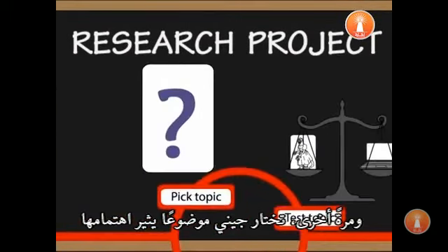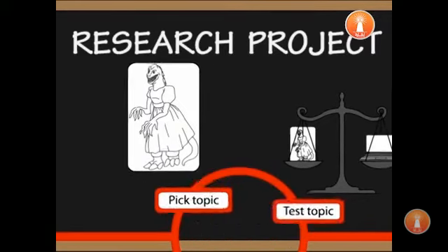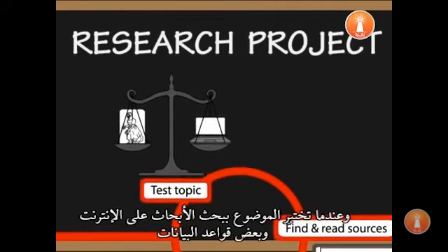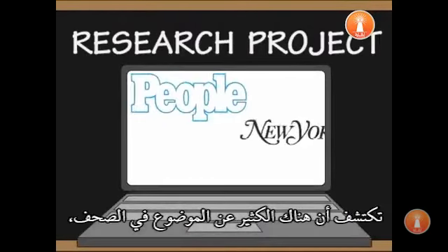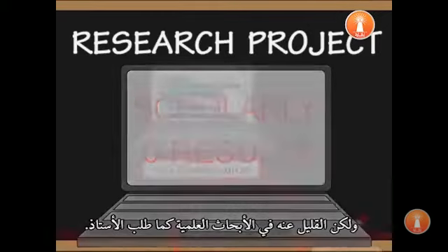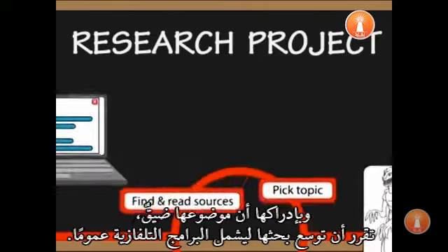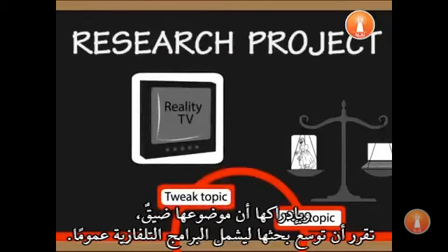Again, Jenny picks a topic that is interesting to her, the reality TV show Bridezillas. As she tests the topic with some internet research and in article databases, she discovers that there is lots written about it in the popular press, but not much scholarly research, which her professor requires. Realizing that maybe her topic is a bit too narrowly defined, Jenny decides to tweak it by broadening her scope to reality TV in general.